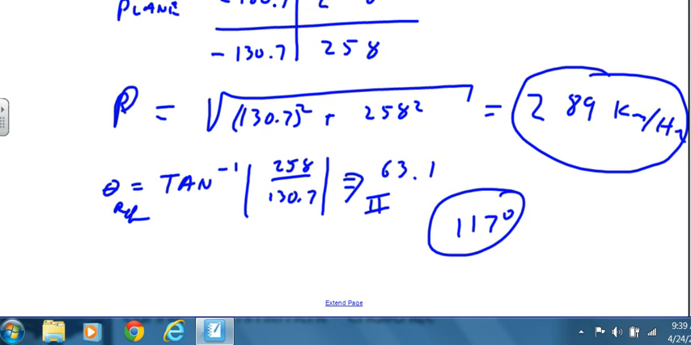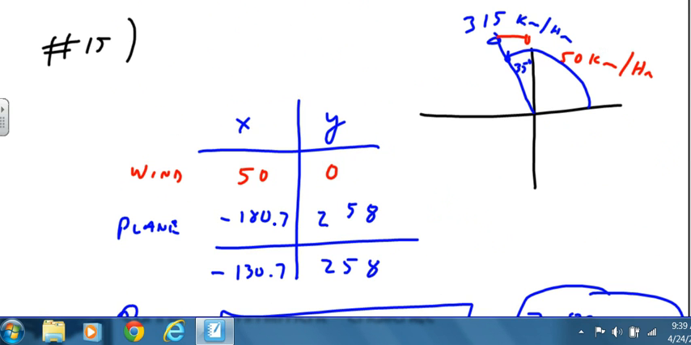Okay. So did I waste enough time on that one? 15. Not quite. 24. Find the vector sum. 24. All right.